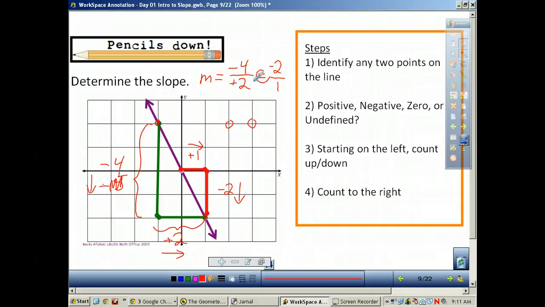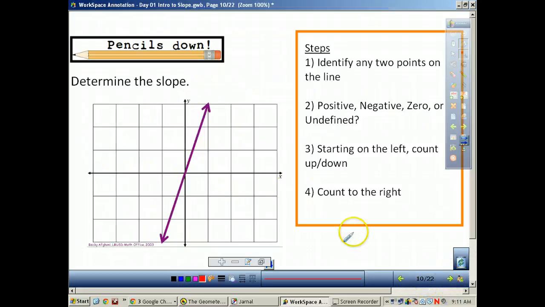Yes. So the big idea for all this is that no matter what 2 points you pick, you have to get the same slope. If you pick these 2 points and you got negative 4 over 2, and somebody else picked these 2 points, it shouldn't matter. You're not going to get a different slope. It's just that exact same slope. Doesn't matter where we count from.